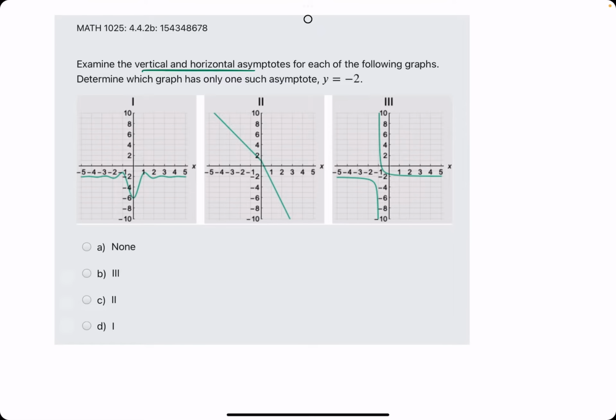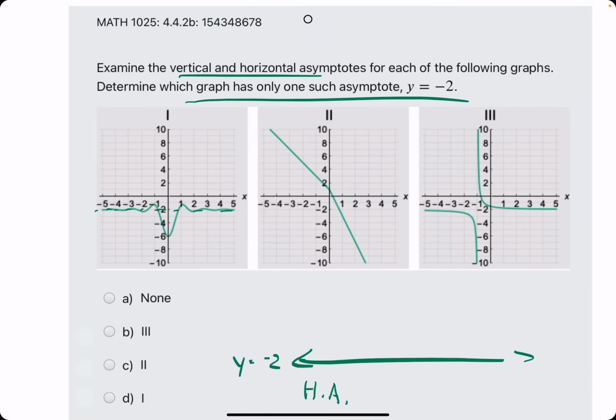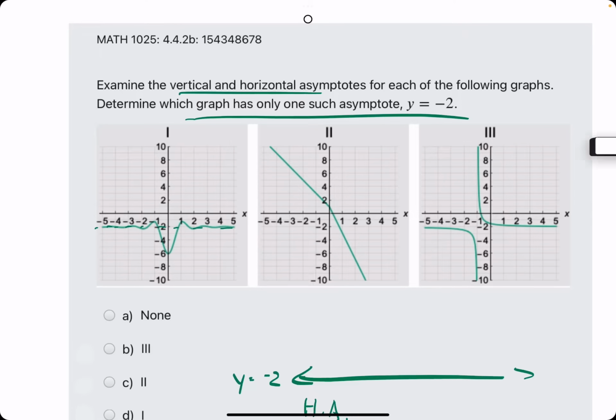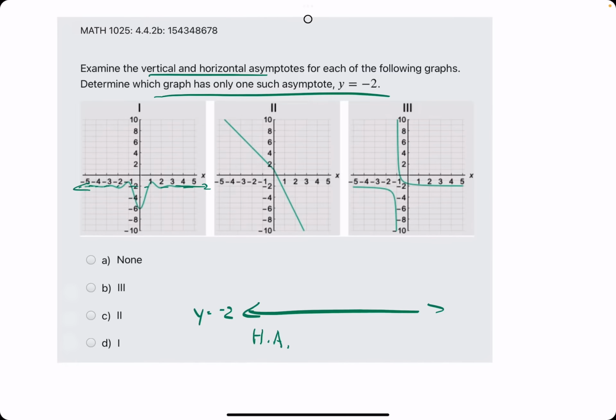Examine the vertical and horizontal asymptotes. Find the graph that has only one such asymptote at y equals -2. When you have y equals, that represents a horizontal asymptote. So at -2, we're looking at this. So remember, the question we want to ask ourselves is, does the function level off at some y value of -2, either to the left or to the right?